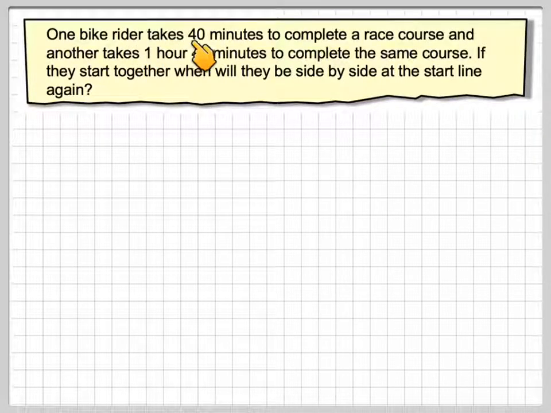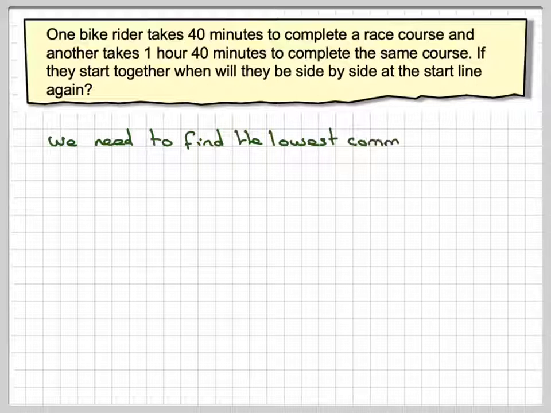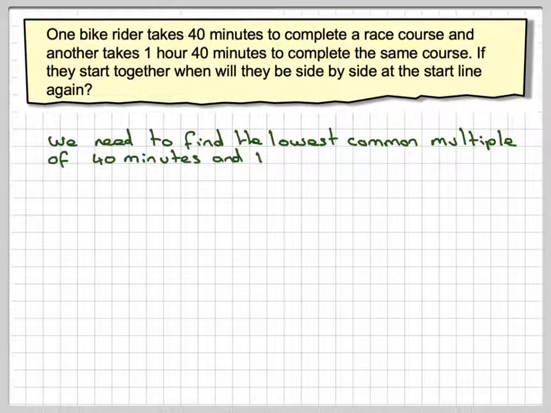One bike rider takes 40 minutes to complete a race course and another takes 1 hour and 40 minutes to complete the same course. If they start together, when will they be side by side at the start line again? Okay, so we need to find the lowest common multiple, LCM, of 40 minutes and 1 hour and 40 minutes.